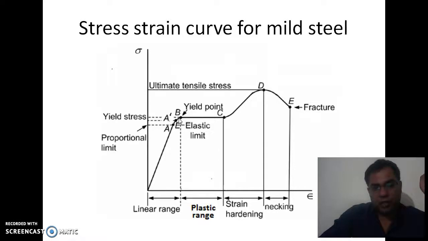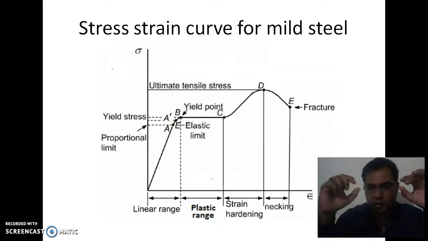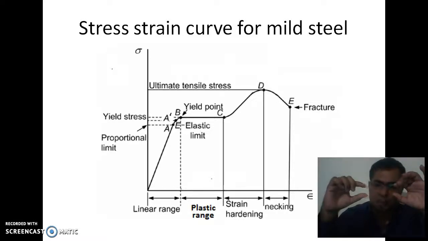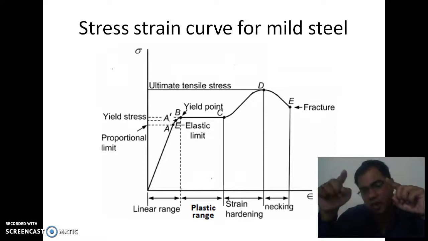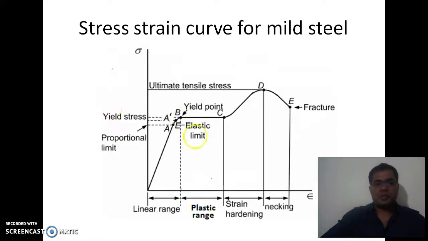On further increasing the load, the curve follows to the point B. Corresponding to this point, B is known as the yield point, and the stress is called the yield stress. Now, what is the yield point, or what is yielding? When the shape of the material or specimen deforms, or comes into deformation mode, the point from where the deformation starts is known as the yield point. At the constant stress, that is the yield stress, the strain continues to increase up to point C.